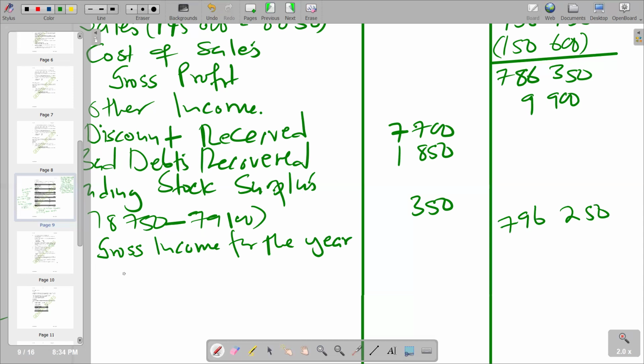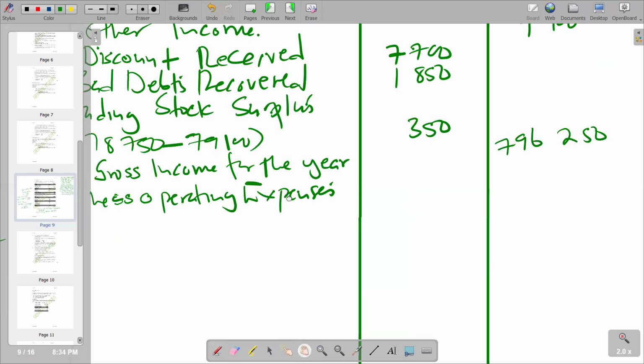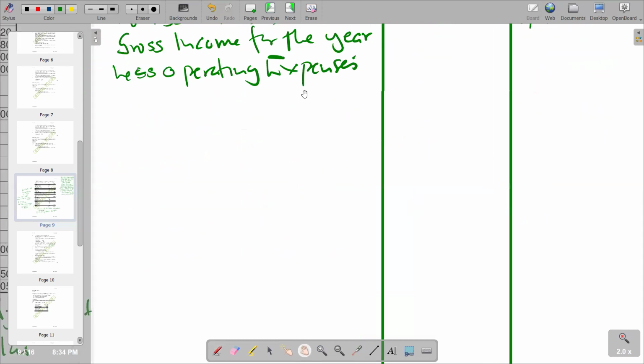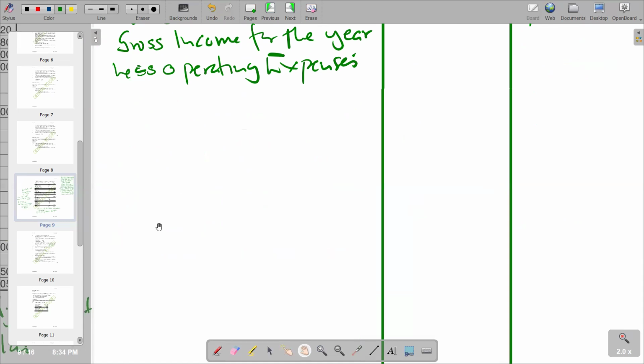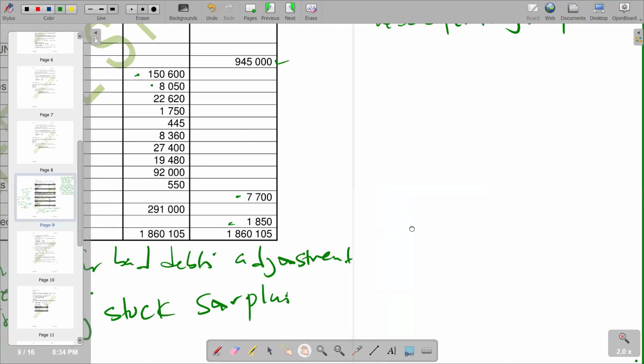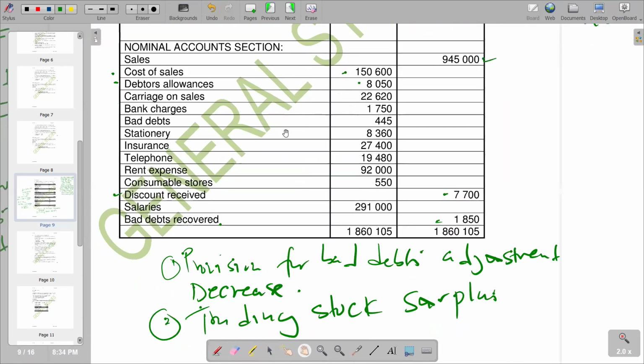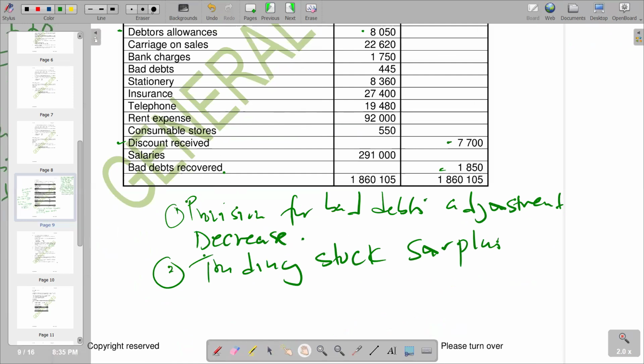So after that, that's when we are going to have your operating expenses. So we are going to subtract it. So we can say less operating expenses. So we're going to list the operating expenses that we have. We go to our nominal account section and try to go down to see what operating expenses we are having.